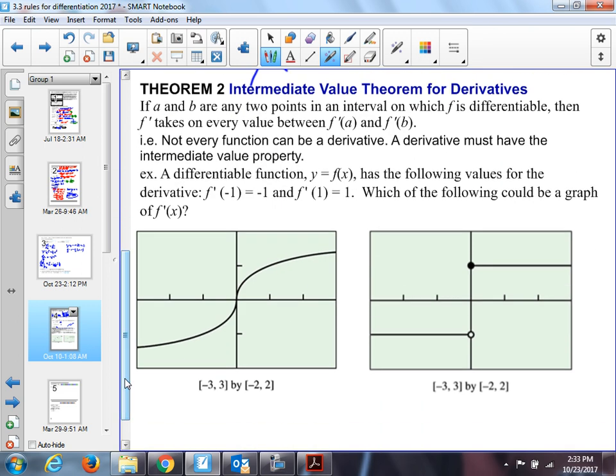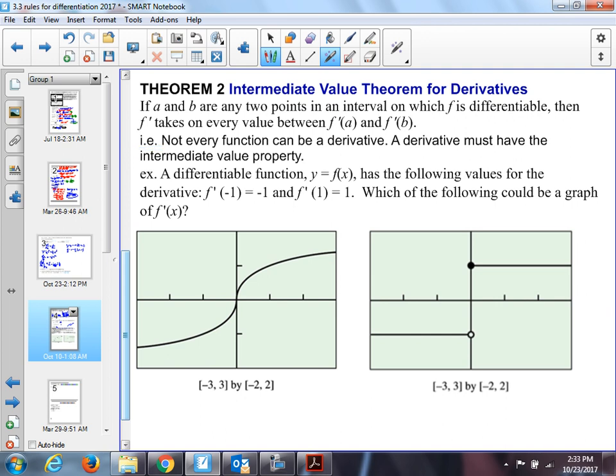An intermediate value theorem for derivatives. And I throw this in here just because the product rule, there isn't a lot to it. So going back to this, the intermediate value theorem: if A and B are any 2 points on an interval between a set of numbers, which is differentiable, then f prime, the derivative, takes on every value between the derivative at A and the derivative at B, f prime of A and f prime of B. In other words, let's translate this. Not every function can be a derivative. A derivative must have the intermediate value property.